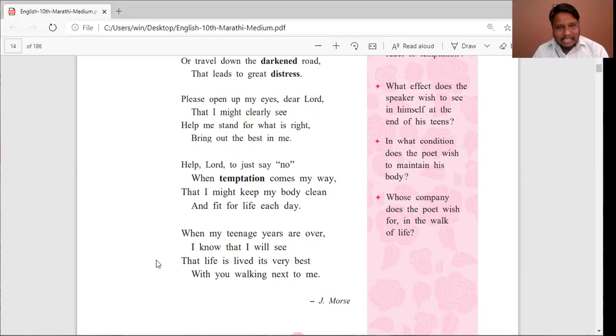And the last stanza is there. When my teenage years are over, I know that I will see that life is lived its very best with you walking next to me.